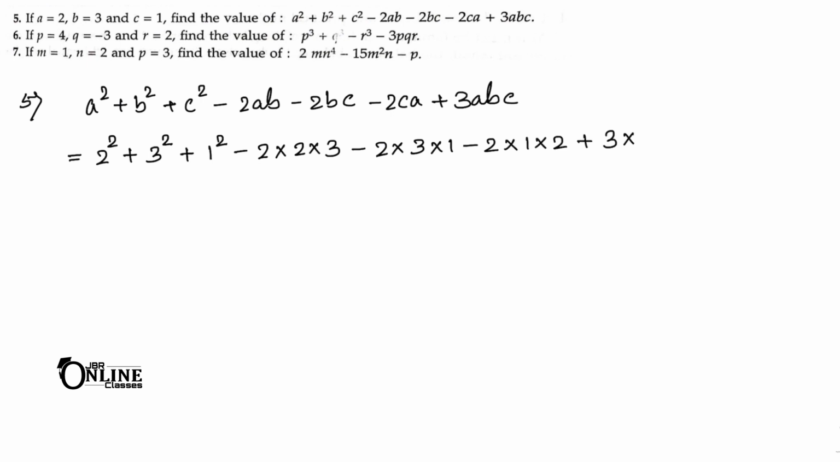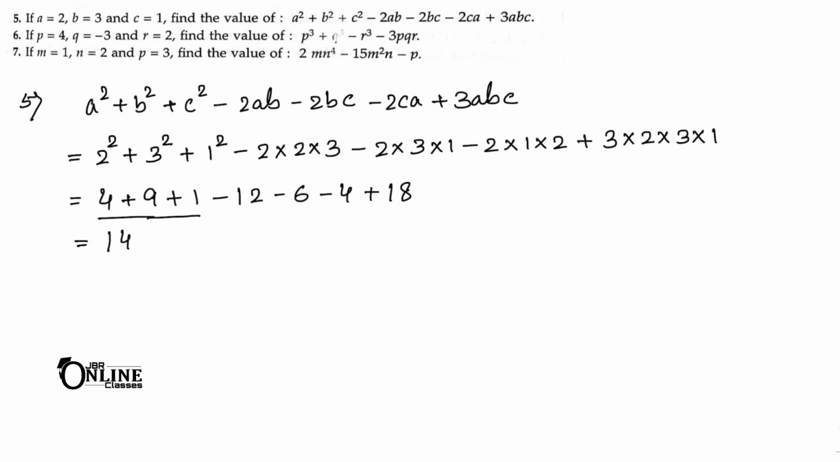And here 3 into A means 2, B means 3, and C means 1. So 2 square means 4, 3 square 9, 1 square means 1. Here 2 2s are 4, 4 3s are 12. 3 into 2 is 6, next one here 4, and that one here 3 3 9, 9 2s are 18. So as here 4 plus 9 plus 1, that equal to 14. 14 plus 18, and here minus 12 minus 6, it's minus 18 minus 4. So that one equal to cancel out. Now 14 minus 4, that one equal to 10. So 10 is your answer.